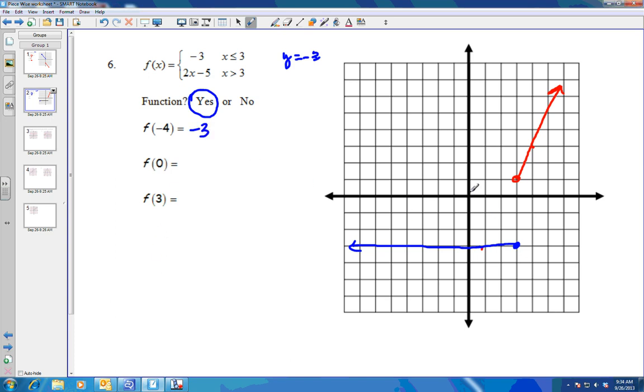When x is 0, what is my y value? Well, it's negative 3. And when x is 3, what is my y value? Well, my y value is still negative 3 because I have a closed circle here at negative 3 and an open circle here at 1. Okay.